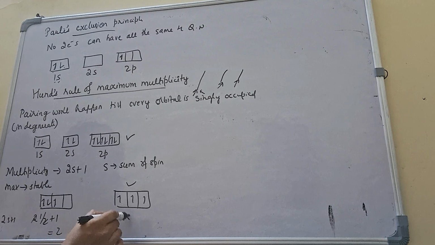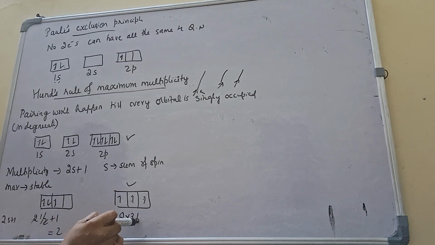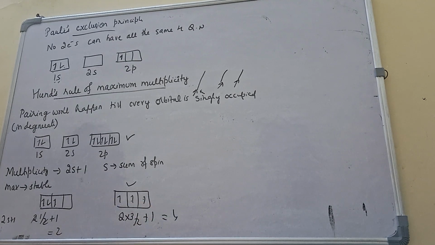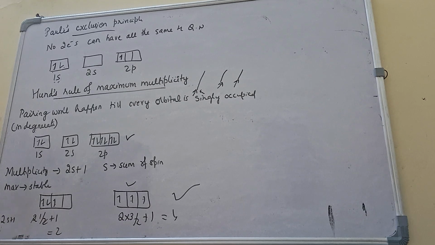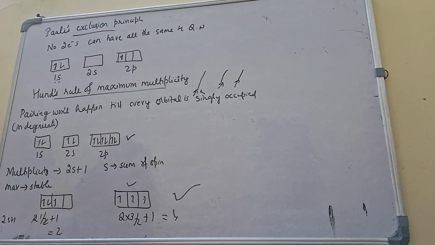What is the multiplicity here? Half, half, half, which is 3 by 2, plus 1, which is 4. So this has more multiplicity, which means this is more favored. Unless they ask you about multiplicity, you don't have to really understand it this way. You just have to remember that electrons start filling according to Aufbau's principle, and once they enter a degenerate orbital, first all the orbitals will be singly occupied, then pairing will happen, and this is the explanation.